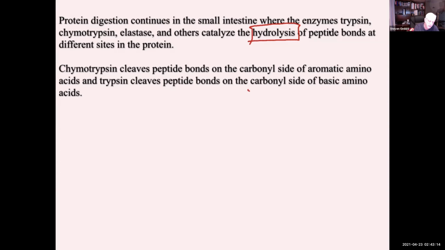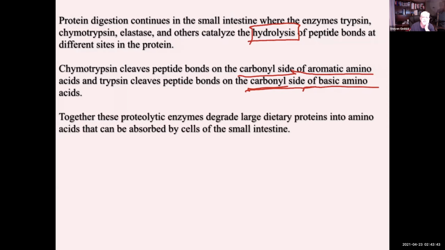Remember the carbon double bond oxygen, and then the nitrogen side, the C terminal and the N terminal. So the enzymes chymotrypsin and trypsin cleave the peptide bonds on the carbonyl side of both of those. Chymotrypsin cleaves the carbonyl side of the aromatic amino acids. Trypsin cleaves on the carbonyl side of the basic amino acids. Because it gets very specific and breaks them down into individual amino acids.